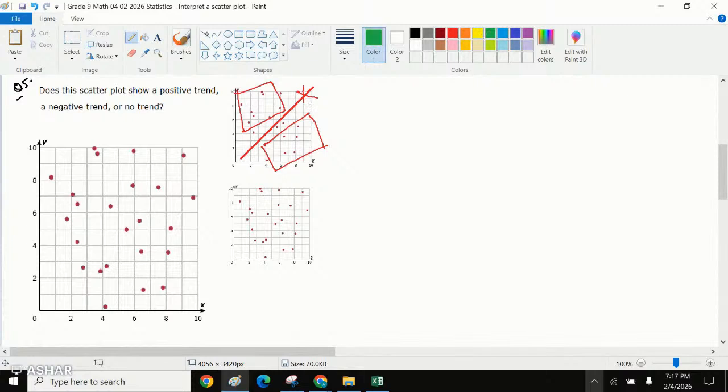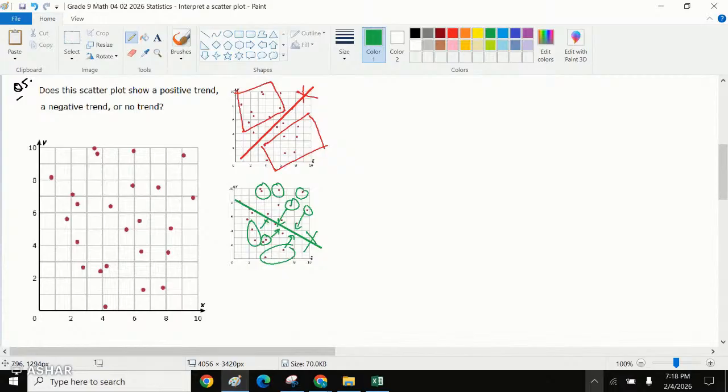Let's have a look for a negative trend. If I say this is the line passing through the maximum number of points, there are so many points over here which are so far away from the line, right? So we cannot have too many points far away from the line. So we can say it does not have a negative trend either, right?